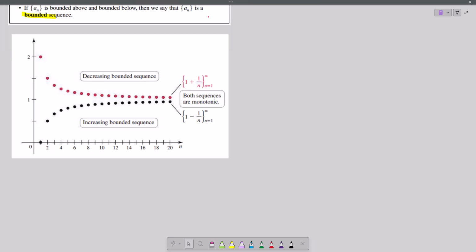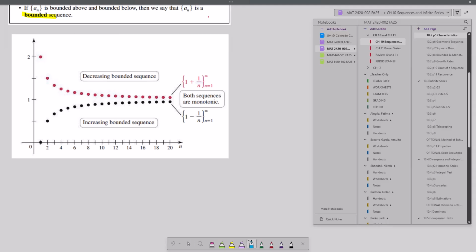And you can imagine an unbounded sequence. It just goes on forever, like something like 2 to the n. It's just going to keep going up forever. All right, so let's look at a couple of examples.